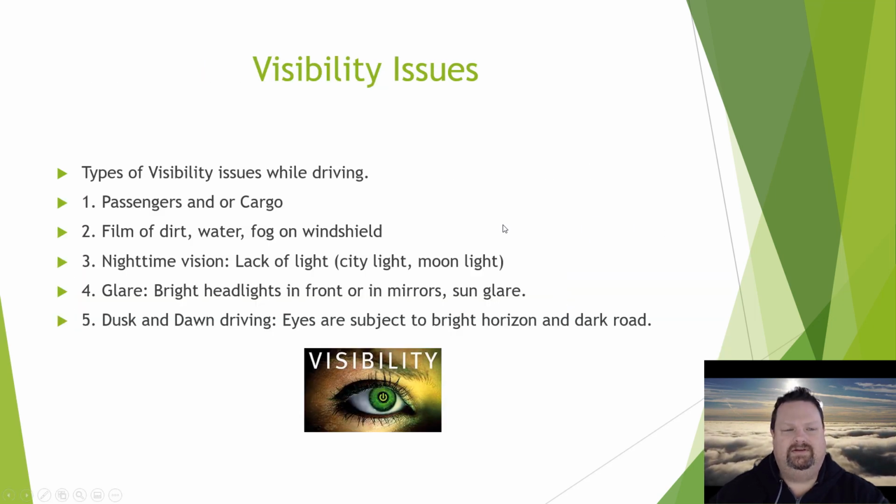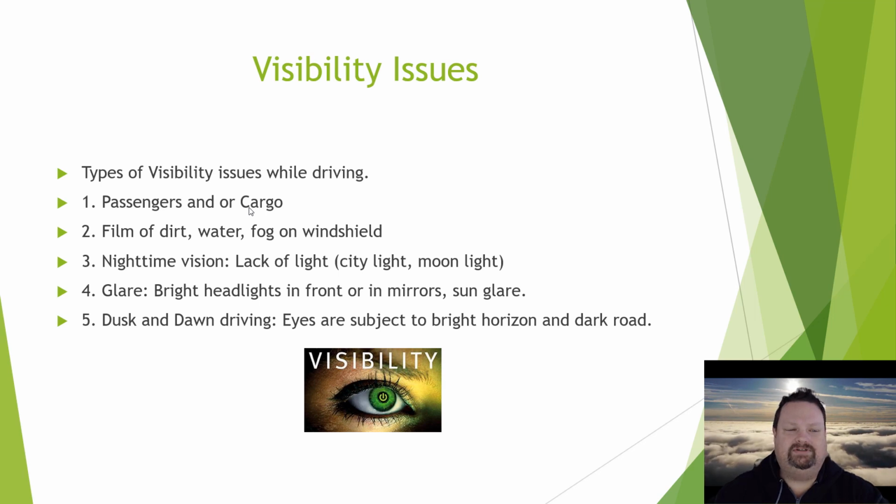Visibility issues. Types of visibility issues while driving. You have passengers and/or cargo. Have you ever sat in the front seat and the person sitting next to you is leaning forward and you can't see oncoming traffic, and you ask them to back up a little bit? That would be a passenger issue. Also, if you're moving and you stack the back seat full of boxes and you can't see out your back window, that could be another visibility issue. All these things affect visibility.